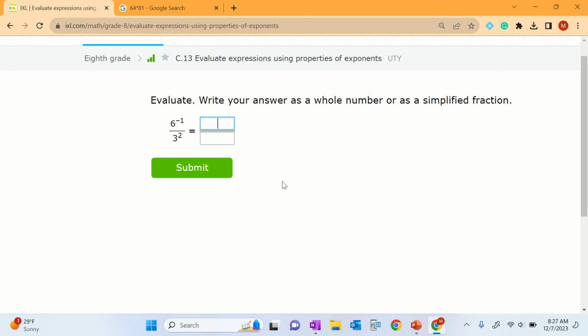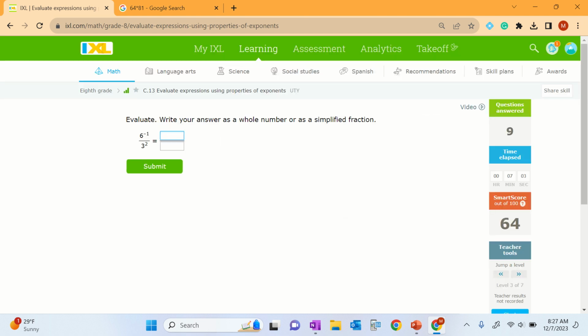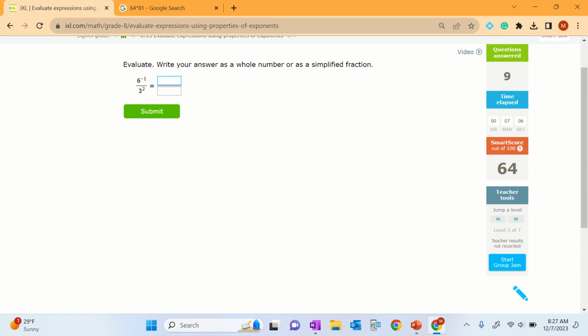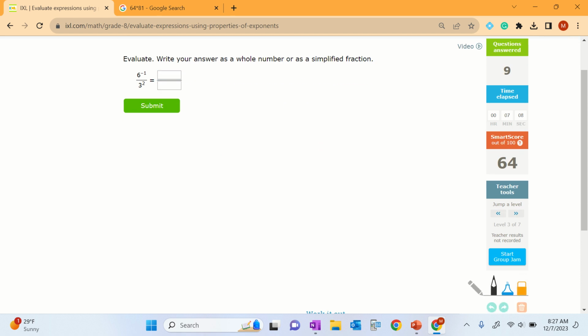Okay, here we have a problem where we have a negative exponent. Anytime you have a negative exponent, let's rewrite it with a positive exponent. So we're going to move that 6 to the power of negative 1 to the denominator. So it's going to become 6 to the power of positive 1. We're going to multiply that by 3 squared, which is going to be 9.